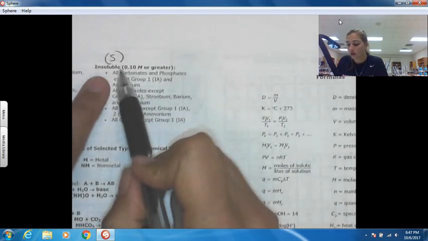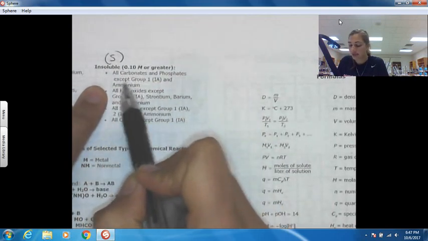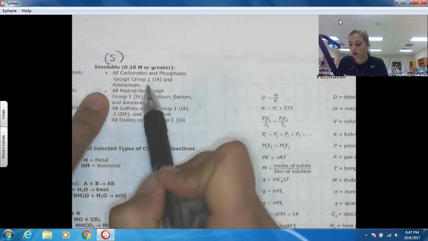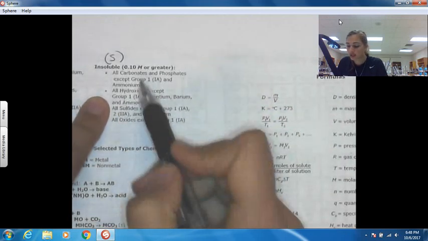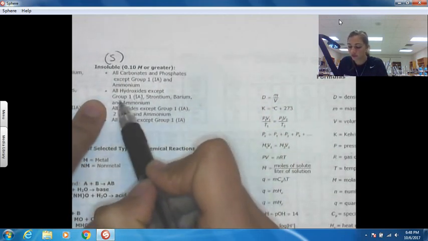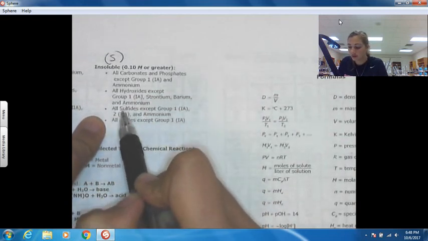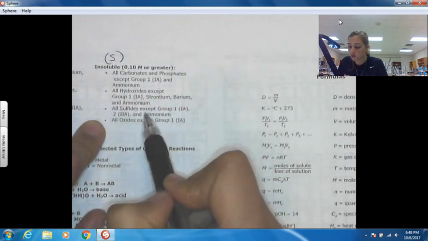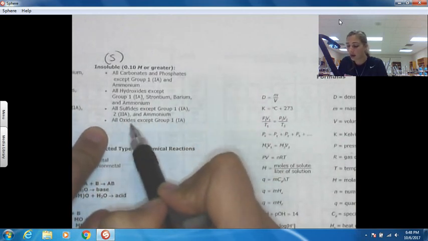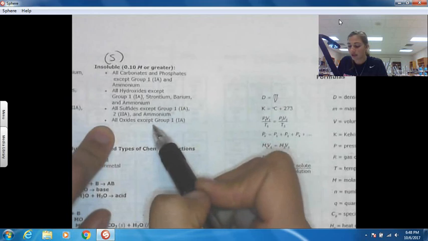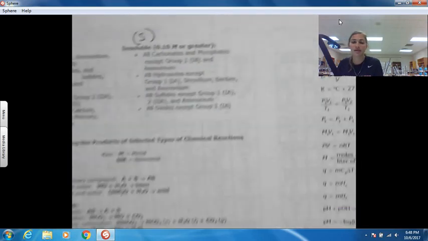Insoluble. All carbonates and phosphates are insoluble unless it's paired with a group 1 and ammonium. Group 1 is group 1 on our periodic table. All hydroxides are insoluble unless it's paired with group 1, strontium, barium, and ammonium. And then the last one, all sulfides are insoluble except when paired with group 1, group 2, and ammonium. Sorry, there's one more. All oxides are insoluble unless they're paired with group 1. So this is how you read the solubility rules. Now let's actually look to see how this applies.